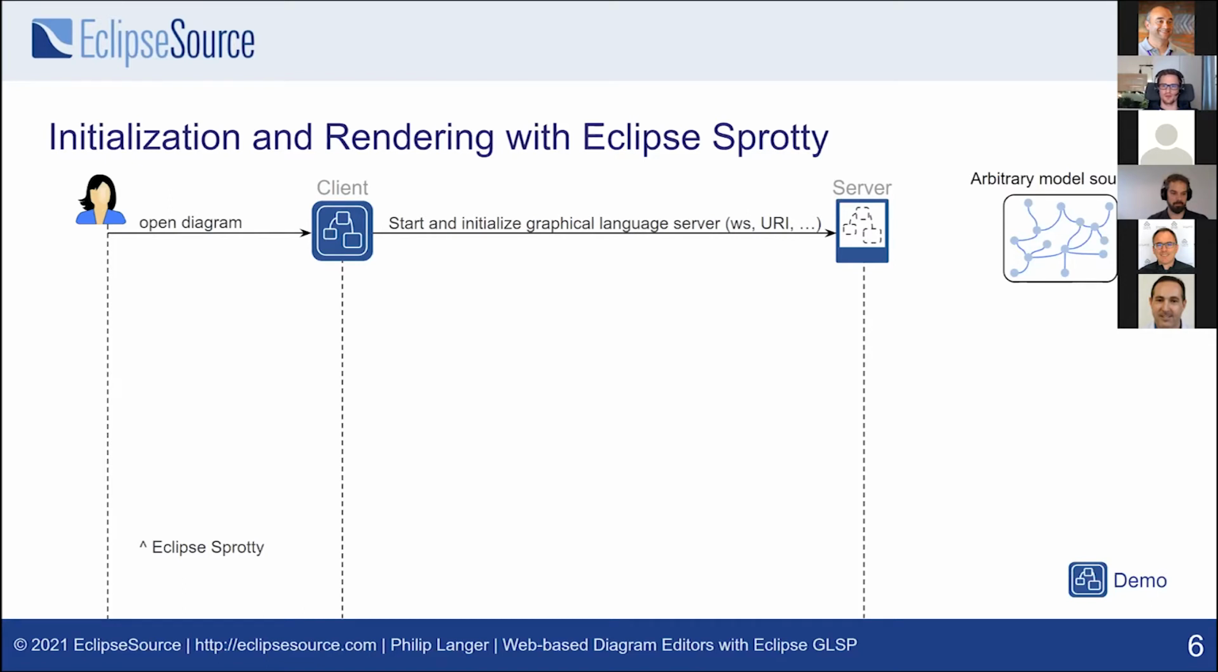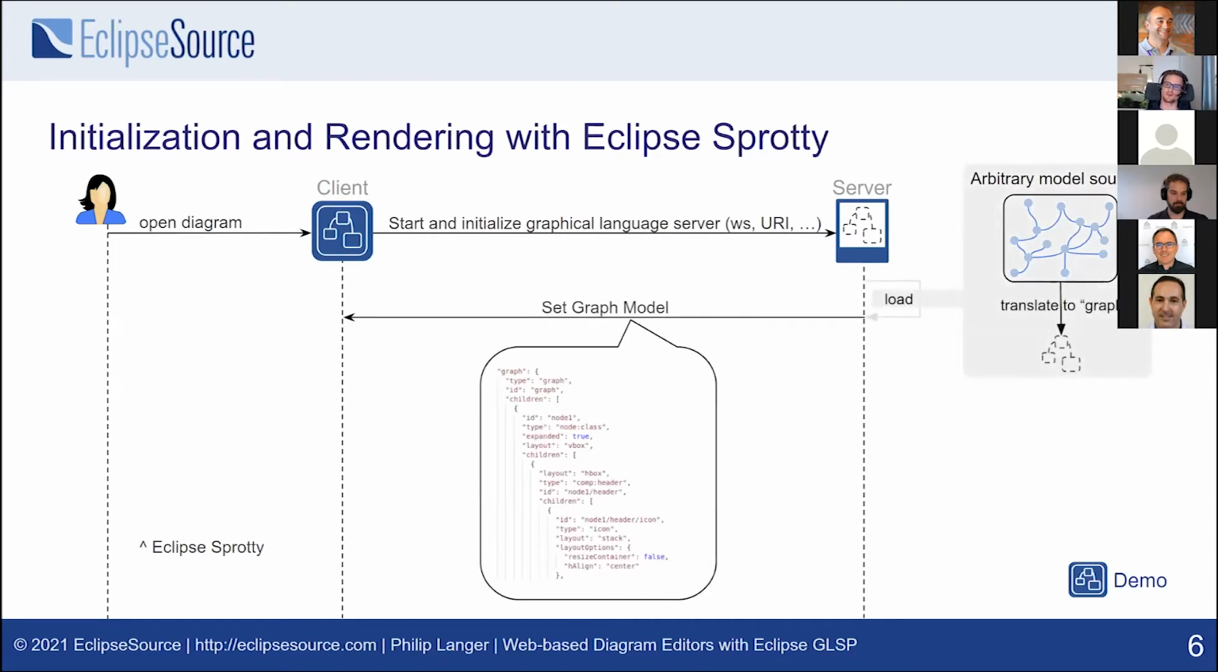However, as I mentioned before, there is this difference between what is stored in a model and what the user should actually see in the diagram editor. That is the impedance mismatch I was talking about, and then there is the high flexibility we need in rendering. So what a graphical language server would do, instead of just loading the text and parsing it, is load an arbitrary model source, whatever it is, a database, a text file, some XML or whatever, and translate that into a so-called abstract graph model, which is basically an abstract description of what is going to be rendered on the client.